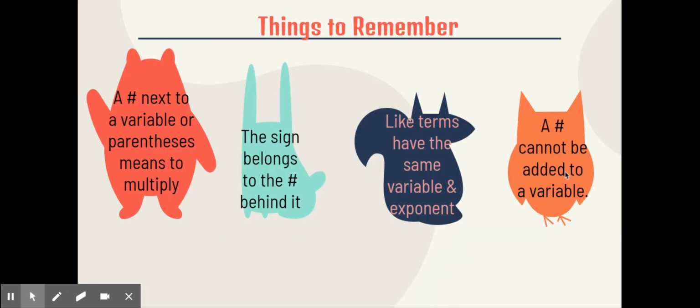All right, here are some things to remember. A number next to a variable or a parentheses means to multiply. If you remember nothing else this year before you go to high school, that's what I need you to remember. The sign belongs to the number behind it. Like terms have the same variable and exponent, and a number cannot be added to a variable.